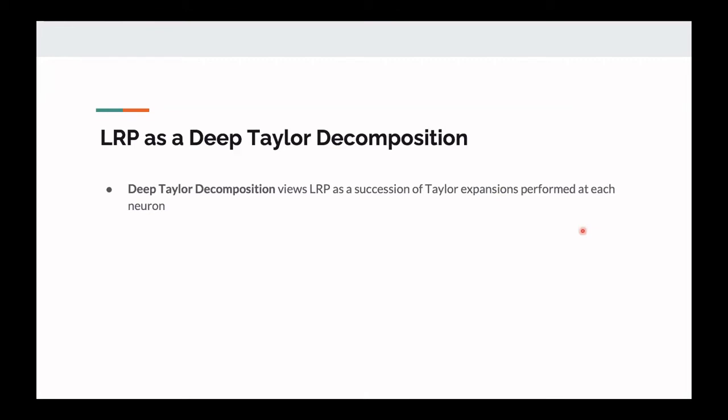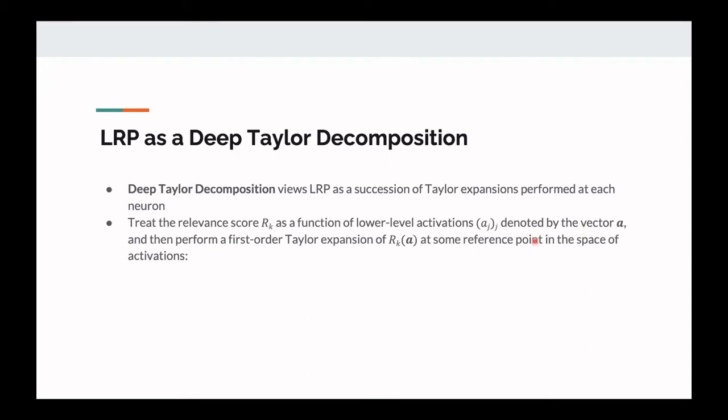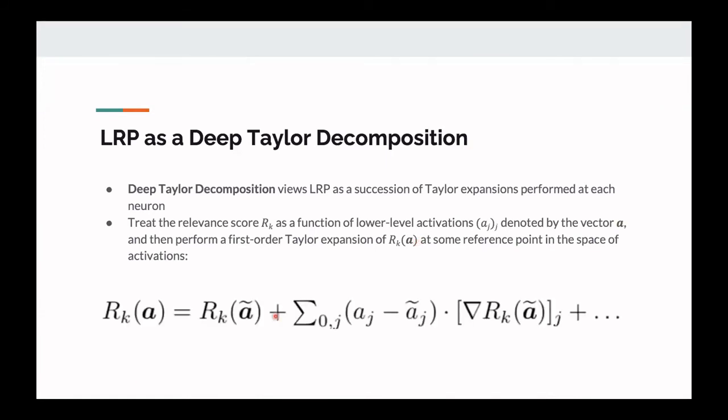But basically what it does is it views LRP as a succession of Taylor expansions performed to each neuron. So we want to treat the relevance score as a function of lower level activations denoted by this vector A, and then perform a first order Taylor expansion of the relevance score at some reference point in the space of activations. So the reference point will be this A tilde here. And then the first order terms, which is the sum, will wind up giving us the relevance that we can propagate backwards.